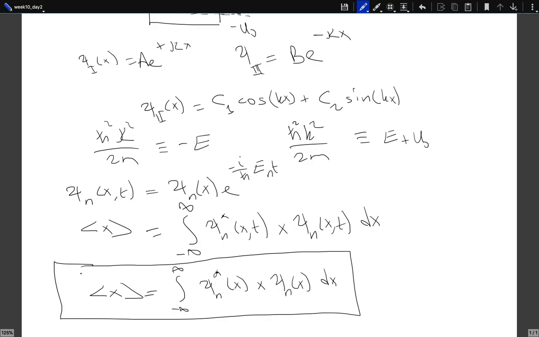In fact, this is true not necessarily for the ground state, but for all possible energy, so-called energy eigenstates. If the particle has a definite energy, in that case, its position will not change with time. Its average position will not change in time. Well, you see, the average position as a function of time is time independent.